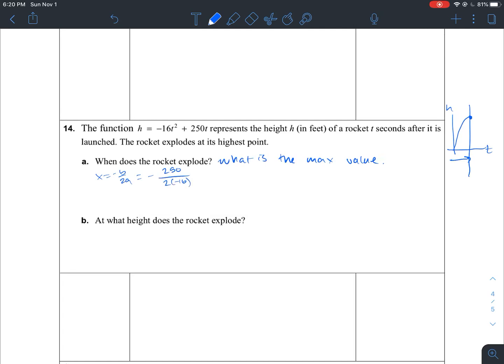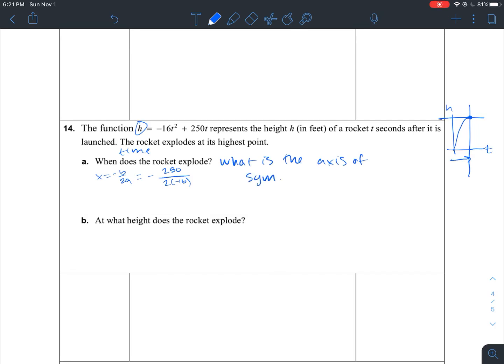So if you find the x value, you find the second at which the rocket explodes, and then you use that to plug into the function to find the height at where the bomb explodes. So when does the bomb explode? This is time. Sorry, I wrote that wrong. It's not what is the max value. This is pretty much asking for what is the axis of symmetry.